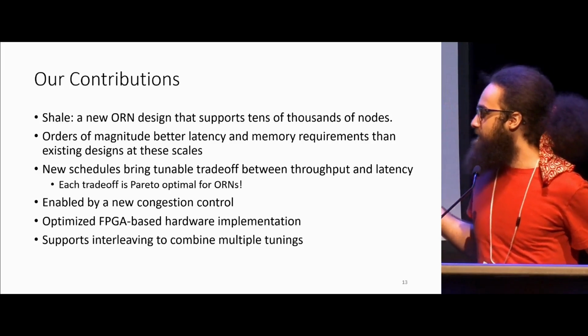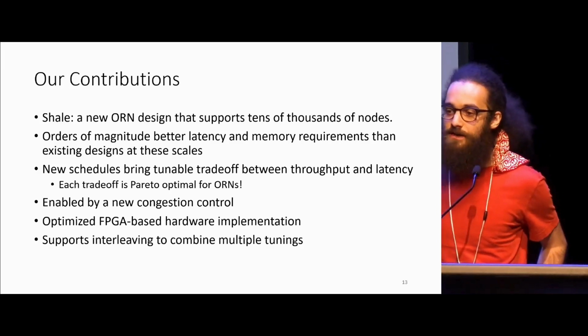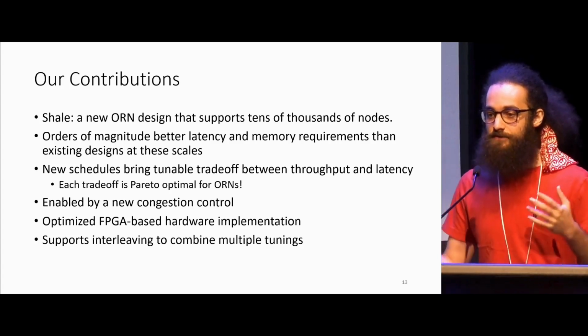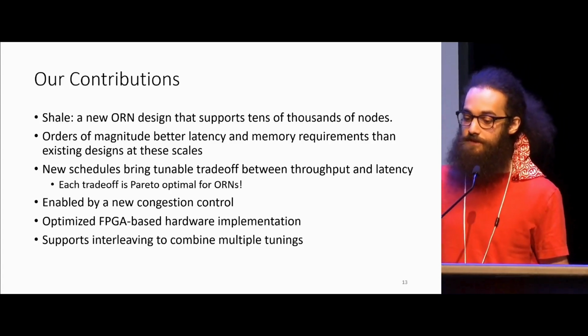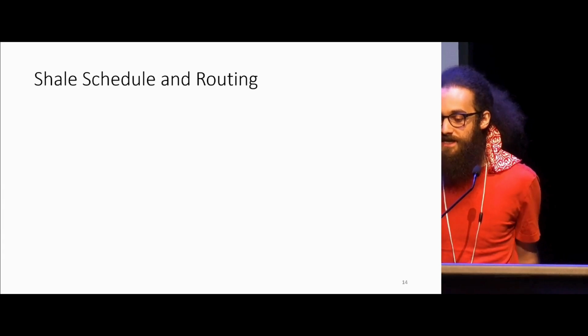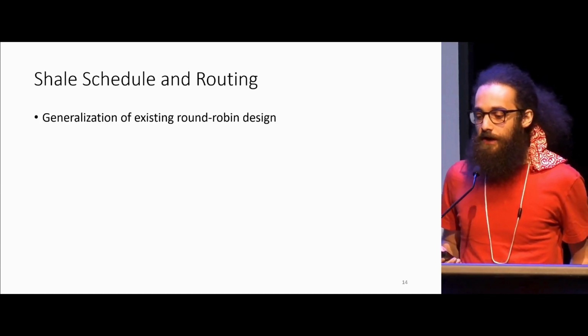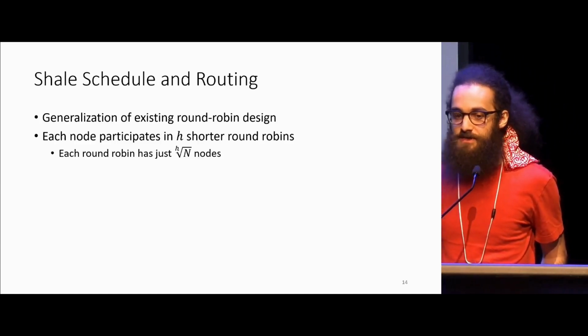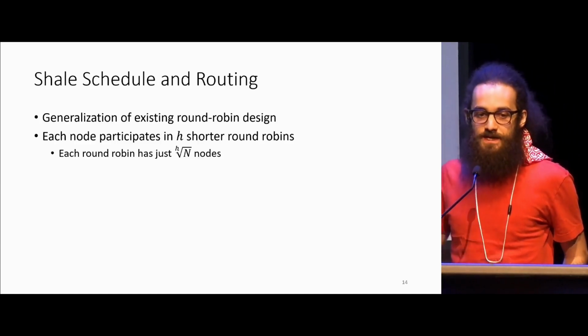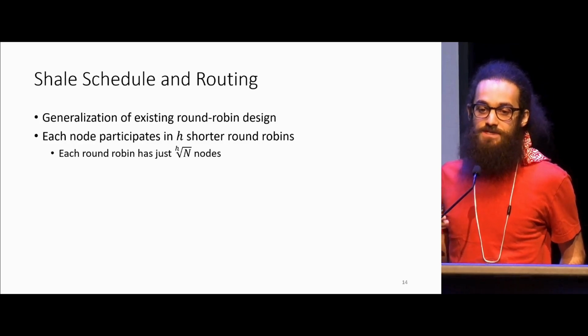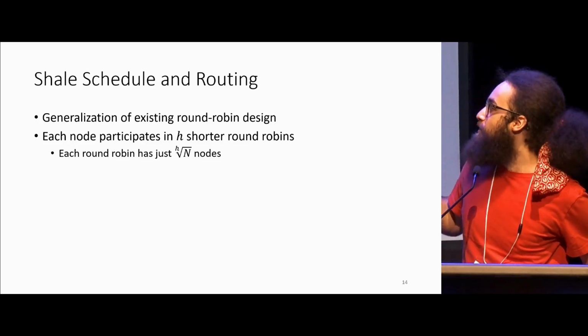At the end, I'll talk about interleaving and how you can combine multiple tunings and get the best of low latency and high throughput at the same time. So first, let's talk about Shale's schedule. We generalized the existing big round-robin schedule, and each node, instead of participating in just one big round-robin with all the nodes, is going to participate in several smaller round-robins controlled by our tuning parameter h.